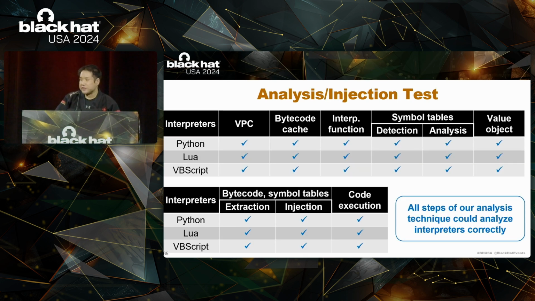First, we find that our technique could properly work. Our analysis technique could detect and analyze the VPC, bytecode cache, interpretation function, symbol tables, and value objects. In addition, we could extract bytecode and symbol tables, and our injector could inject them into the proper position. Finally, we verified that the injection could lead to the injected arbitrary code execution.